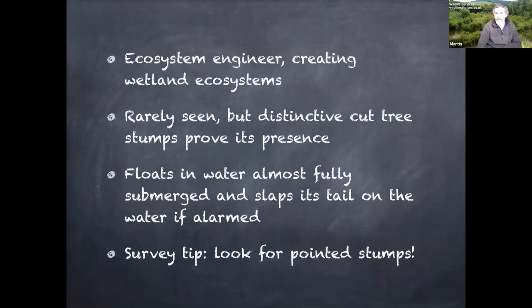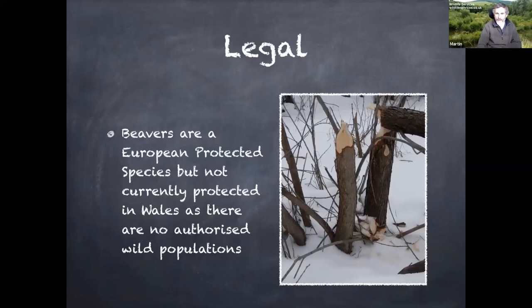And they're an ecosystem engineer, rarely seen, but the tree stumps that they leave when they've cut the trees are distinctive. If you do see one in the water, it will be almost fully submerged. And if it's disturbed or alarmed, it will slap its tail on the water and disappear underwater. But the survey tip is to look for pointed stumps such as these, very distinctive.